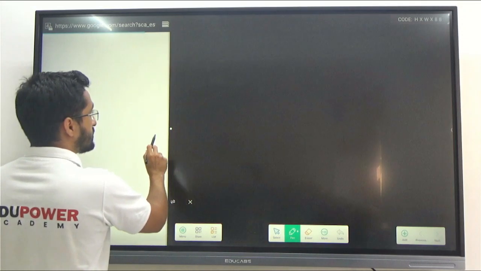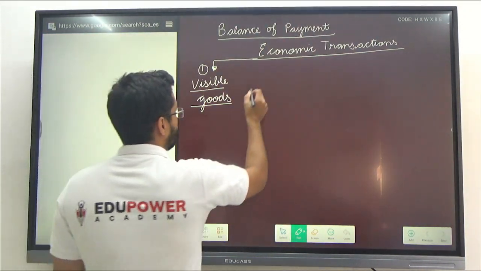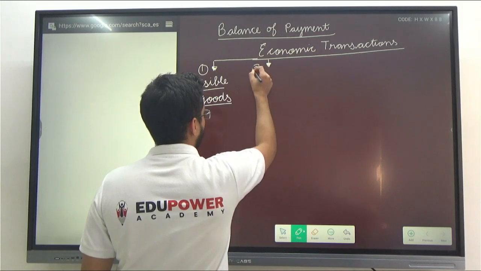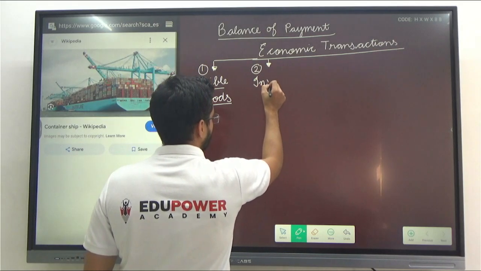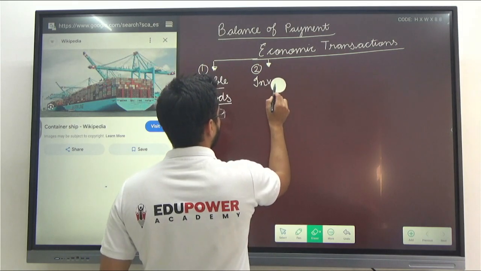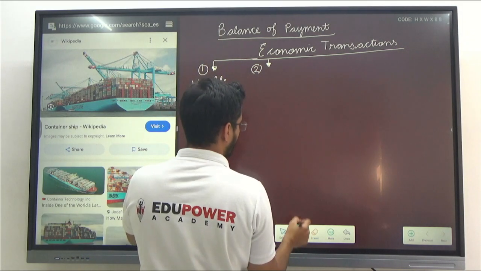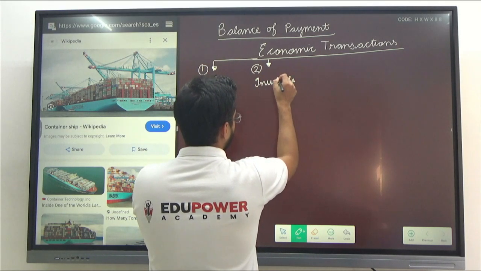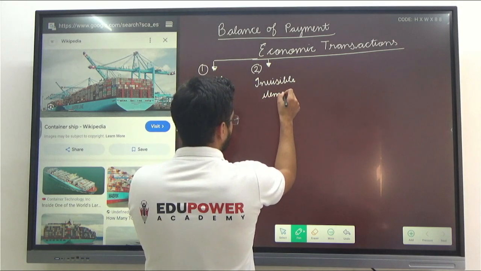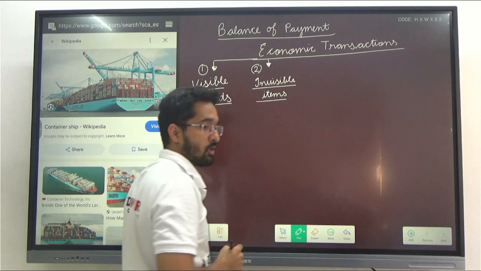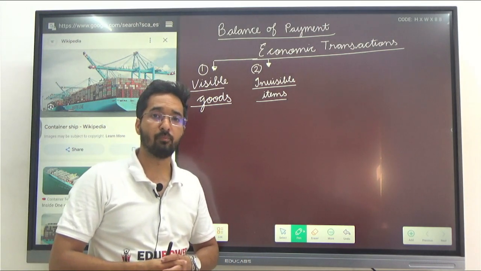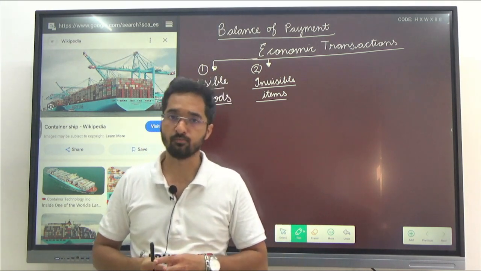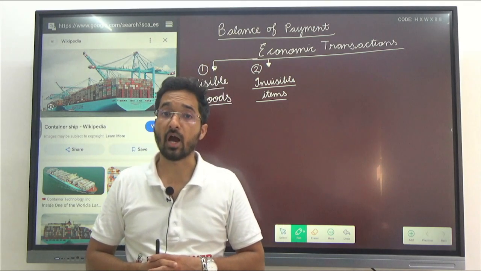So we are studying the types of economic transactions. First is the visible goods. Second is invisible items. What are invisible items? Invisible items means the basic services which India provides to the rest of the world or the rest of the world provides to India. For example, you know that India has many IT companies.